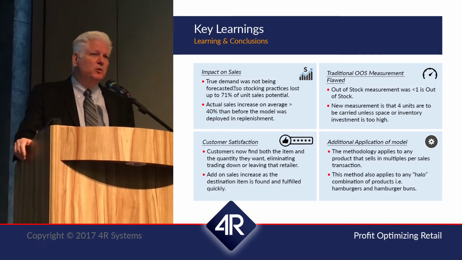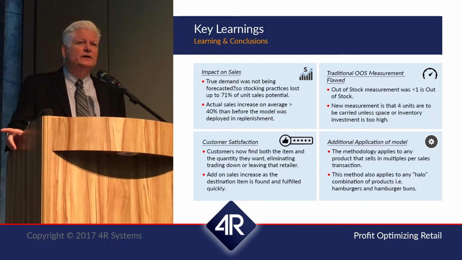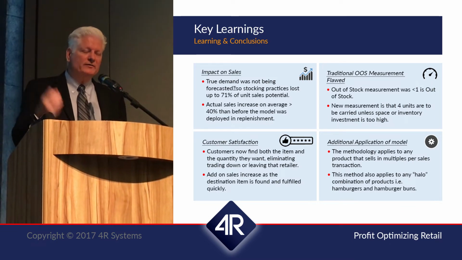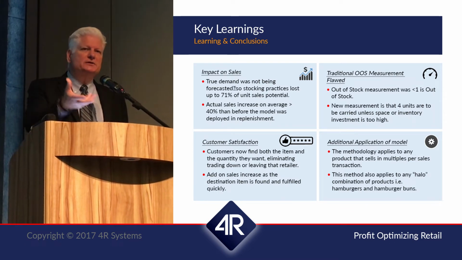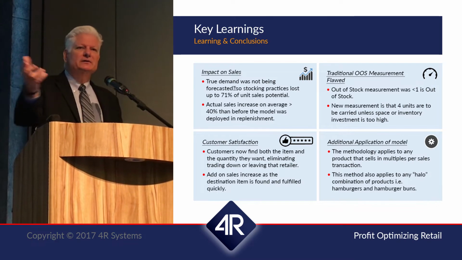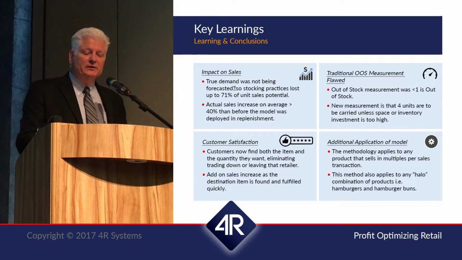Next, which is always important, customer satisfaction was improved. They found the item that they wanted. They didn't have to trade to another brand or trade in quality of tire. Add-on sales increased. Why? Once the customer came in, found exactly what they wanted in the amount that they wanted, they then looked around for other things that they added on to the sale. So it improved incremental sales.